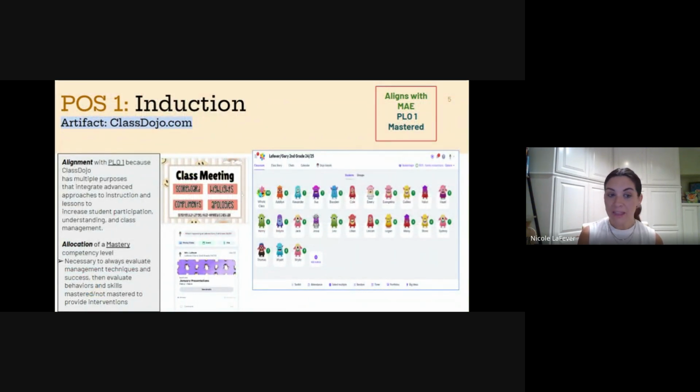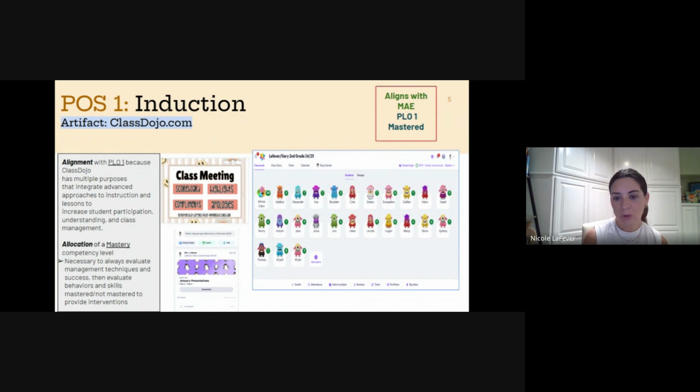So starting with program learning outcomes, number 1, integrating advanced approaches to instruction, assessment, and learning using digital tools and skills. The first one I want to present is part of the induction credits. This is a big part of me as an educator, what I feel like my classroom environment should be in, my goals for educating not just my students academically, but also educating them as learners.